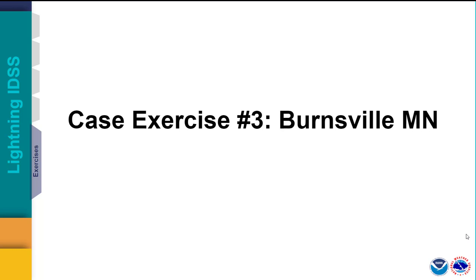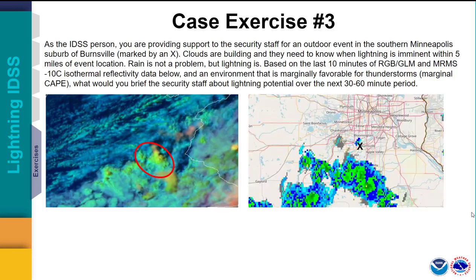The third and final exercise will cover an outdoor event in Burnsville, Minnesota, a town located to the south of Minneapolis. As the IDSS person, you're providing support to the security staff for an outdoor event in the suburb of Burnsville, marked by an X on the right image. They see clouds building and they need to know when lightning is imminent within 5 miles of event location. Rain is not a big deal here, but lightning is.